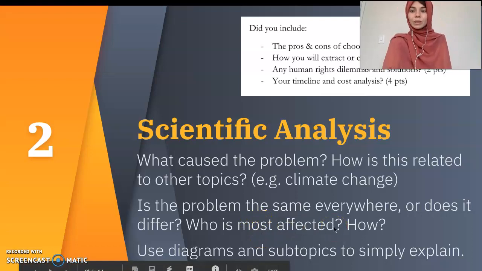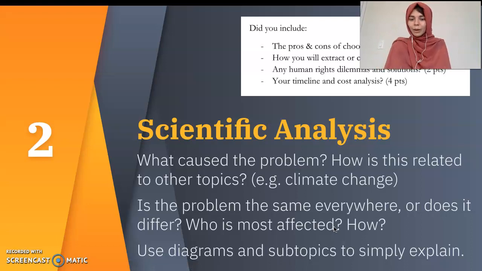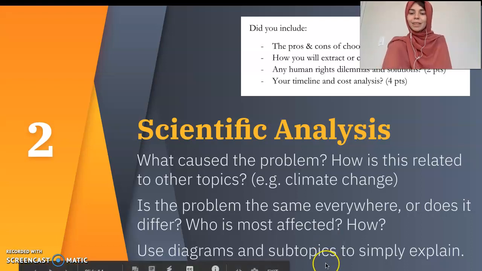Who is most affected? Is everyone affected the same? Are farmers affected more? Are people in wet places affected more? And then use diagrams and subtopics to simply explain.